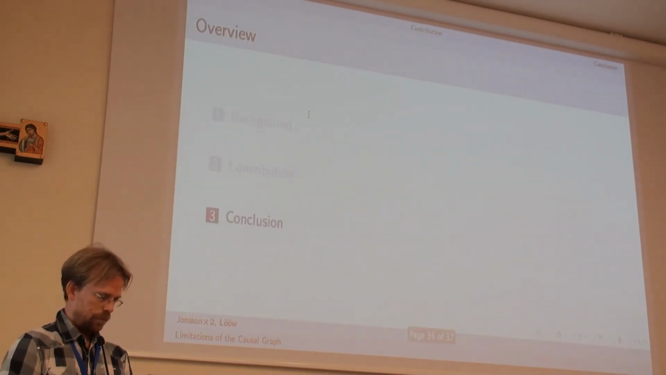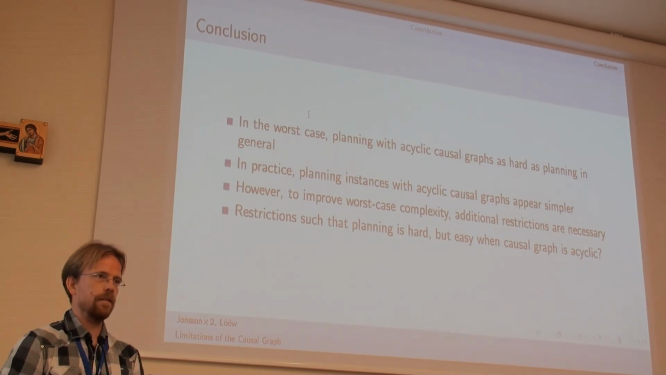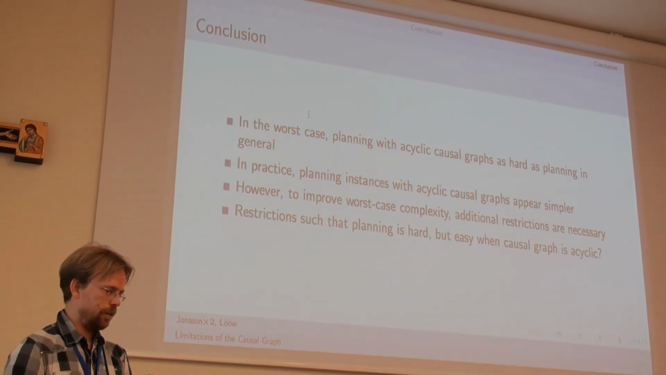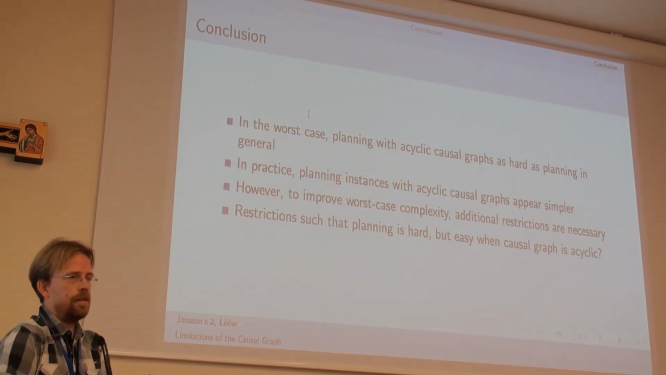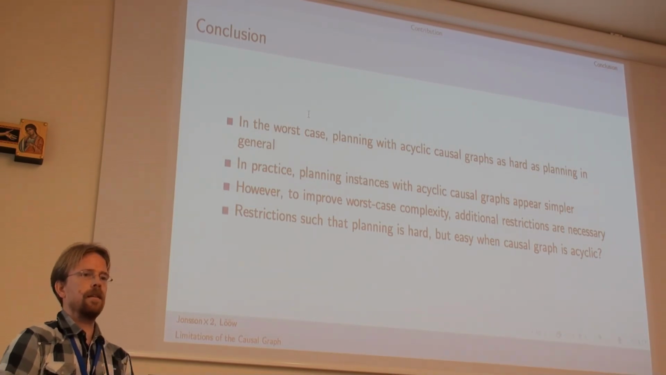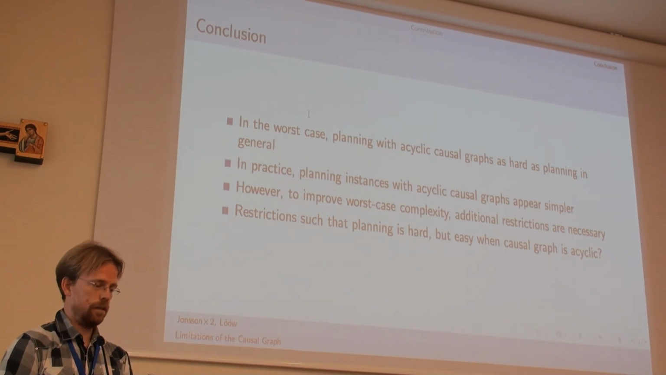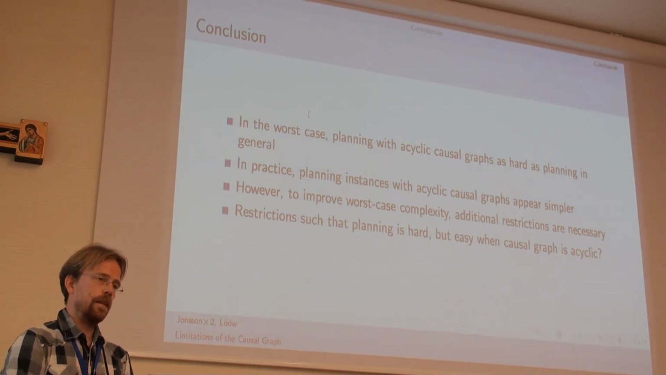So that's really the end. The conclusion is that in the worst case, you cannot guarantee that planning is easier, even when the causal graph is acyclic, with the exception of strict planning with positive preconditions.